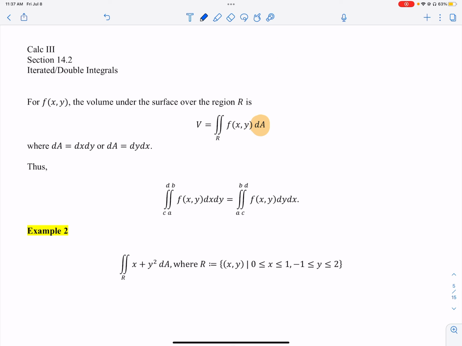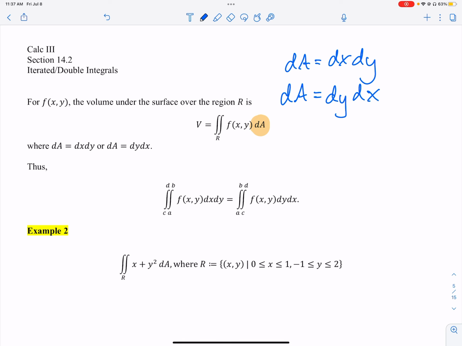If it is an area dimension, we won't talk about where this comes from, but dA is dx dy. It's an area component, x by y. Also, because multiplication is commutative, we can do it in any order, so this is dy dx. I can do either one.